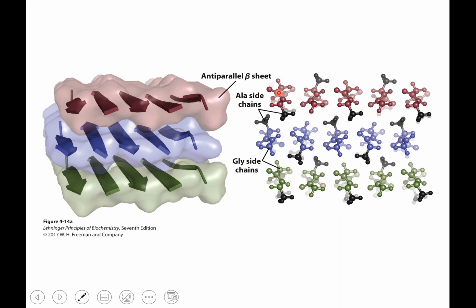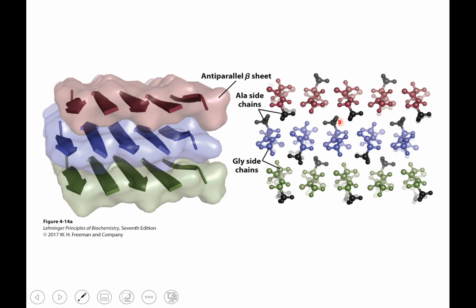If we look at the top layer, in red, and at the ball and stick model of this, we have our alanine side chain shown here in black. You're alternating alanine and glycine in these amino acid chains. Within a sheet, looking at the same molecule position, we have an alanine side chain facing down, alanine side chain facing up, and so forth in that sheet.